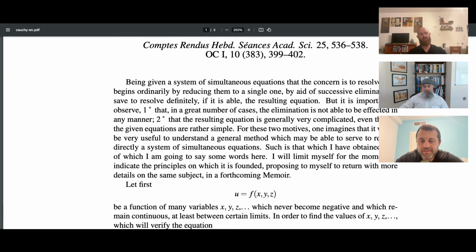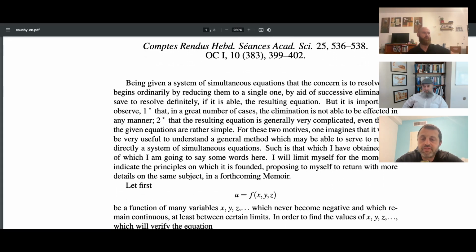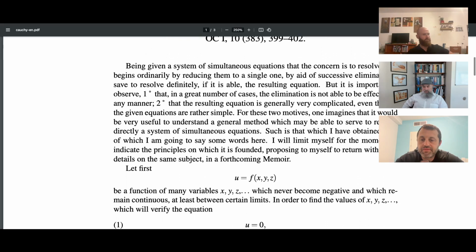So we'll start. It's a short paper. It's translated from French. I couldn't find the original, by the way, and I looked quite a lot, but we're with the English one. So I'll read it to you. It states: being given a system of simultaneous equations that the concern is to resolve, one begins ordinarily by reducing them to a single one by aid of successive eliminations. Save to resolve definitively, if it is able, the resulting equation.